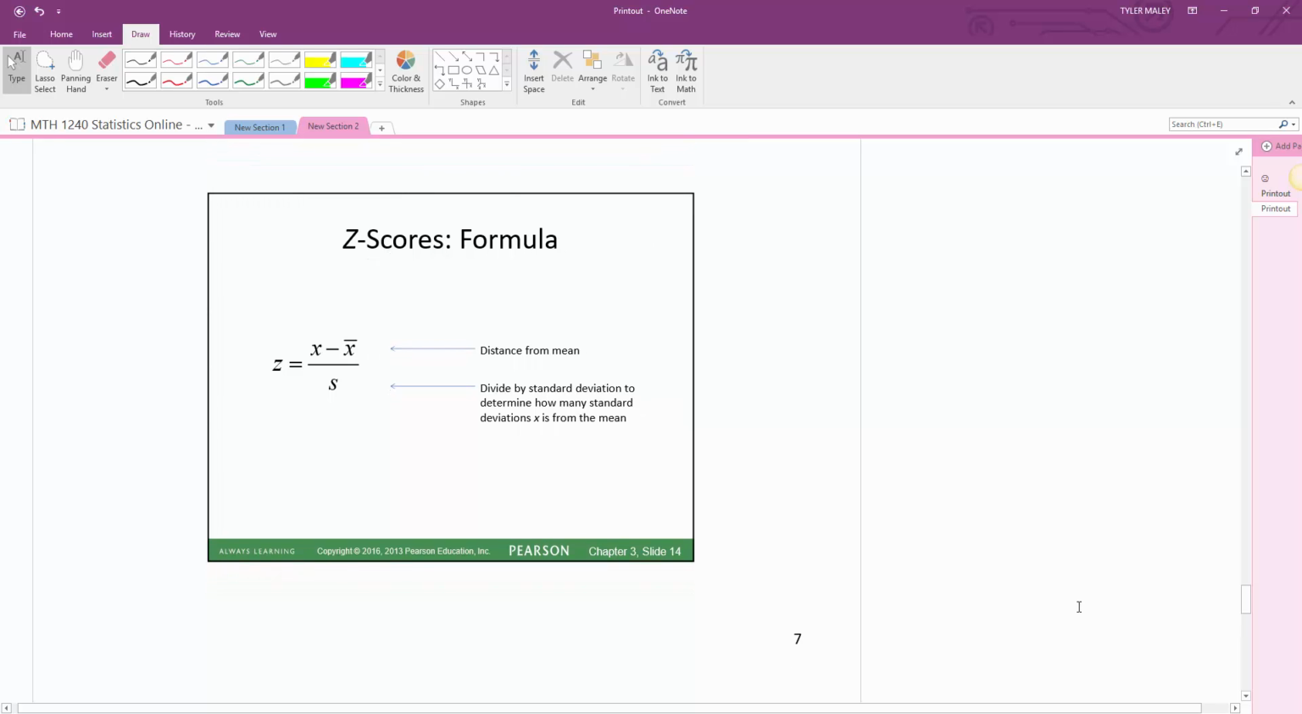And here's the formula for the z-scores, right? Again, the numerator is finding the distance from the mean, and then we're dividing by the standard deviation. So that tells us how many standard deviations we are away from the mean.